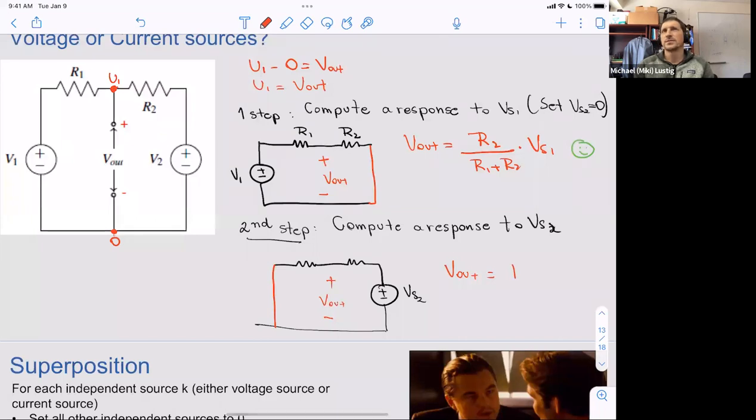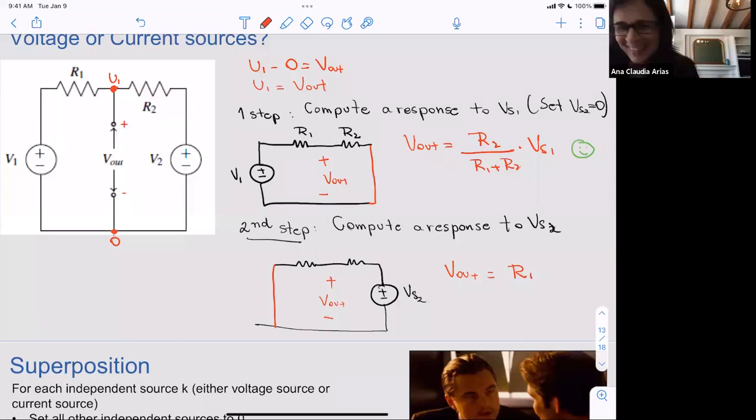Voltage. Yes, that's right. Okay, so now the solution is going to be R1 over R1 plus R2 times VS2.